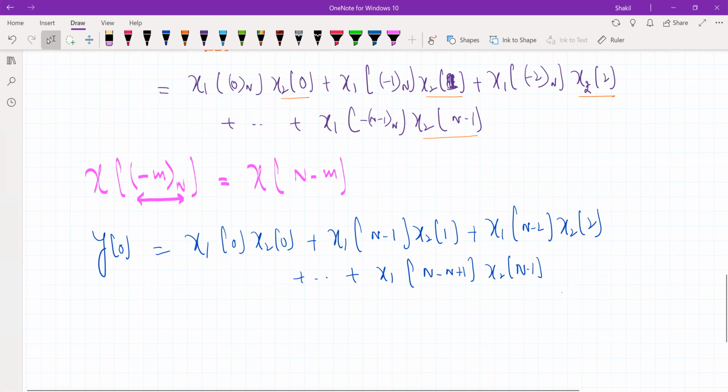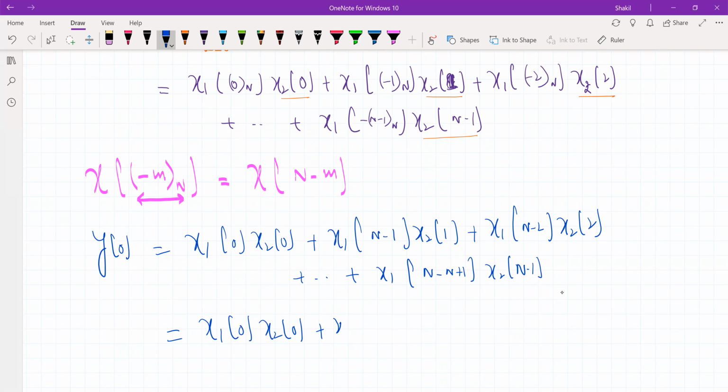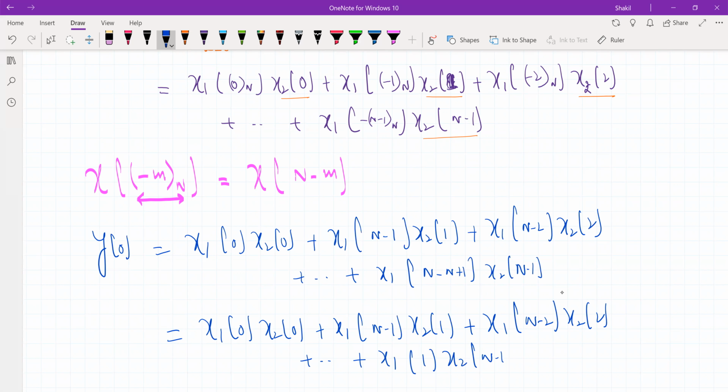Now let me evaluate this term. So this will be x1 of 0, x2 of 0 plus x1 of n minus 1, x2 of 1 plus x1 of n minus 2, x2 of 2 plus so on, x1 of 1, x2 of n minus 1. All right. So this is y of 0. So this is our y of 0. Have a look at this expression.